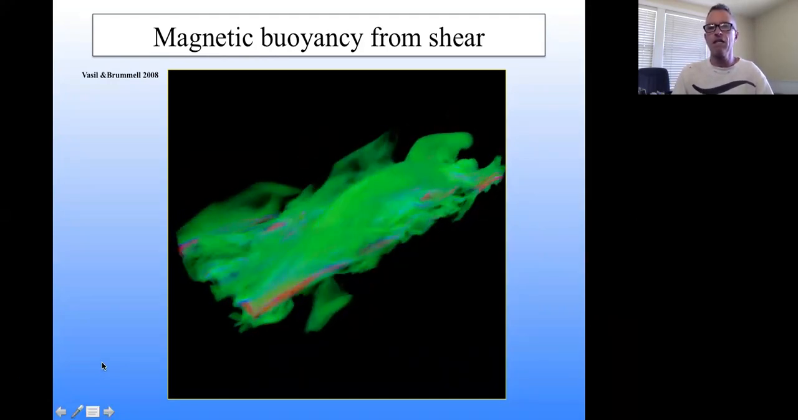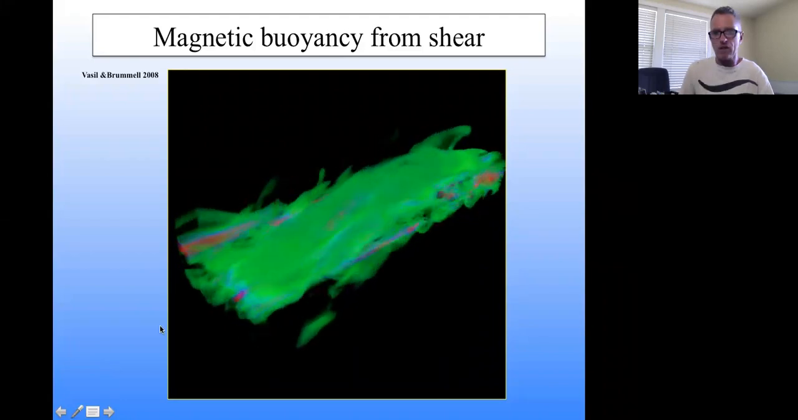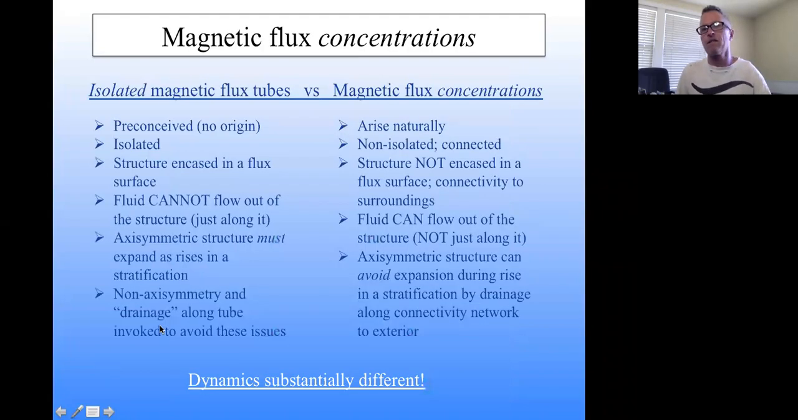Anyway, not much to be learned from this particular movie, except that you do get structures that you might be interested in. Now, one of the interesting things about that sort of calculation, as opposed to some of the theoretical ideas, is that you don't ever get isolated magnetic flux tubes. You get nice round tube-like things, but they're not in a zero magnetic field background. There are always magnetic flux concentrations amongst a volume-filling field.